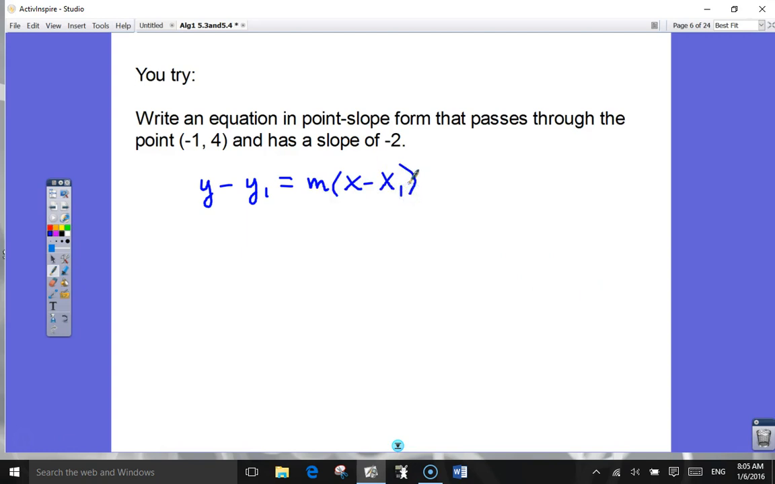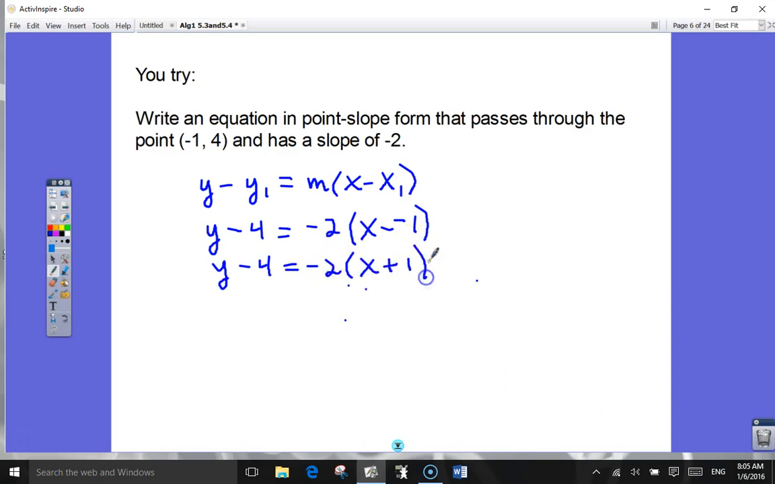All right. So what is it? If I just, my first substitution, what is that going to look like? Y minus 4 equals times, yeah, it's x minus a negative 1, or x plus 1. Right? Make sure you always have to change a minus and negative into a positive before you go any further.